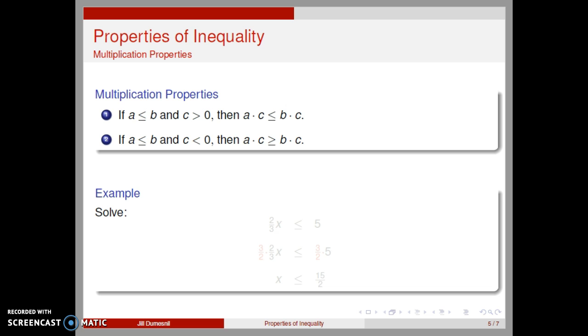For example, if we want to solve the inequality 2/3 x is less than or equal to 5, we can multiply on both sides by the positive quantity 3/2 and maintain the inequality. Therefore, x is less than or equal to 15/2.